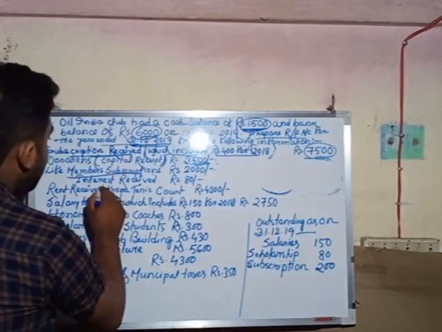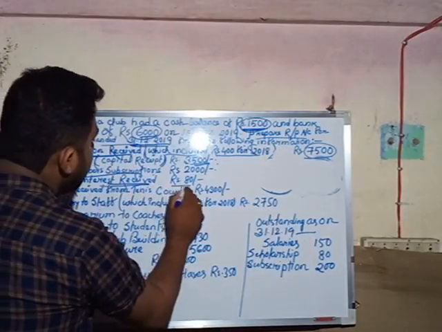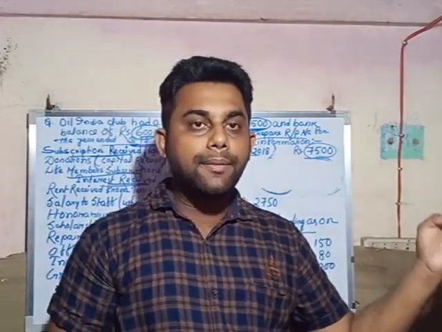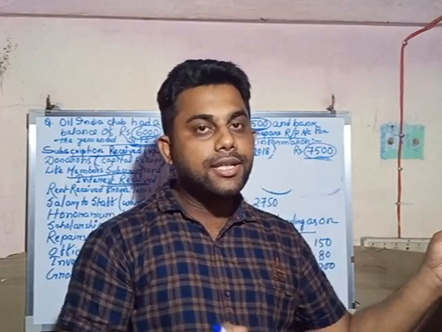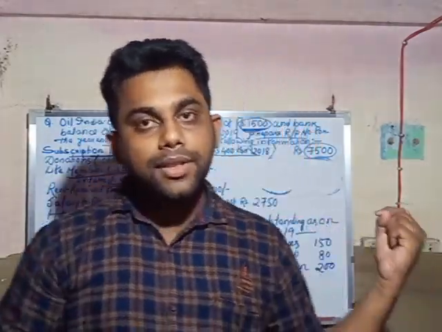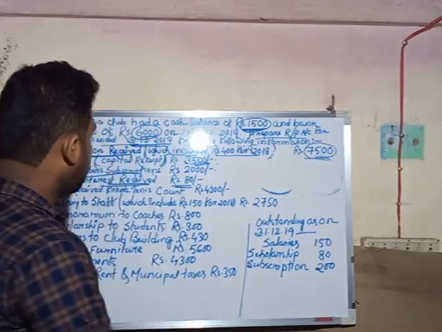Next, interest receipt, rupees 80. As the non-trading organization has an account in a bank, they have received interest in that account, so it is a receipt for the non-trading organization and it is an income, so it comes in the receipt side of the receipts and payment account.